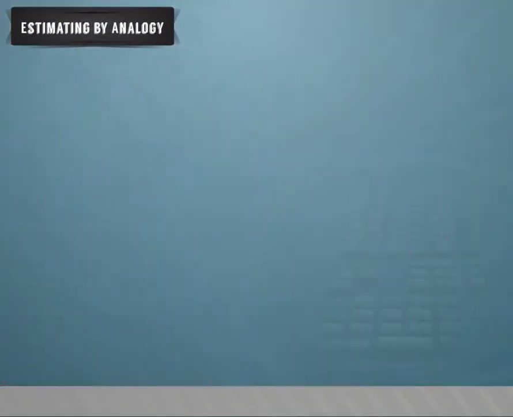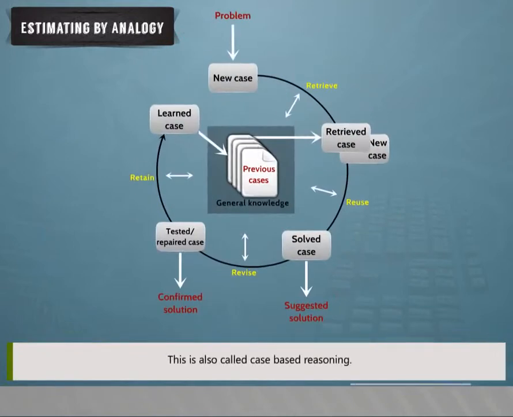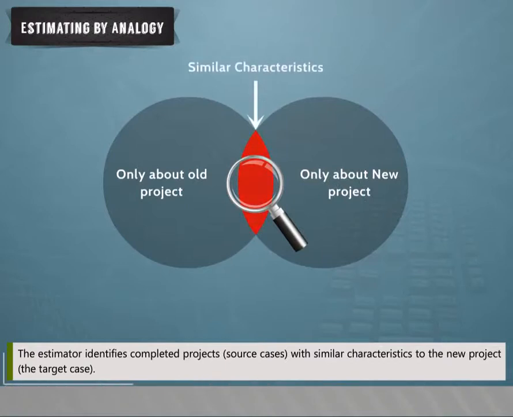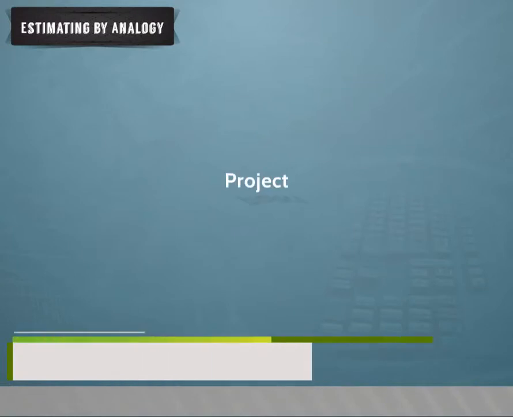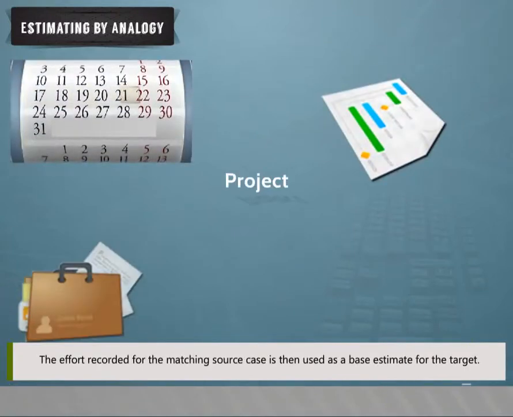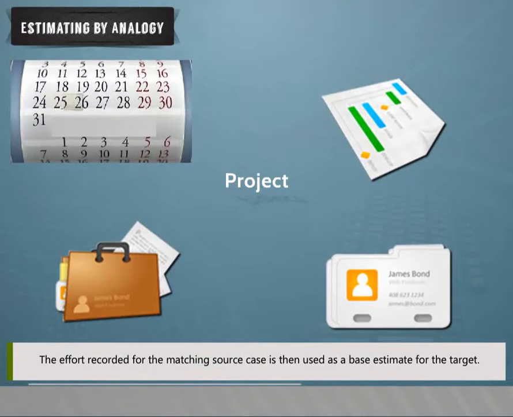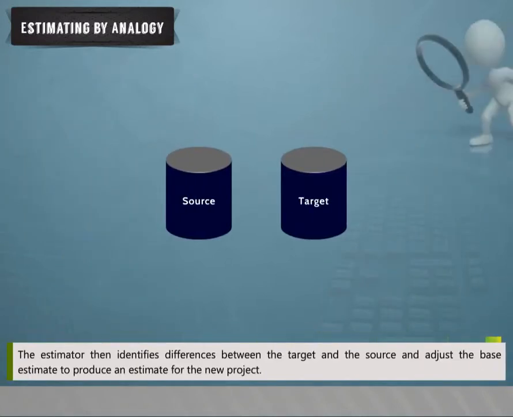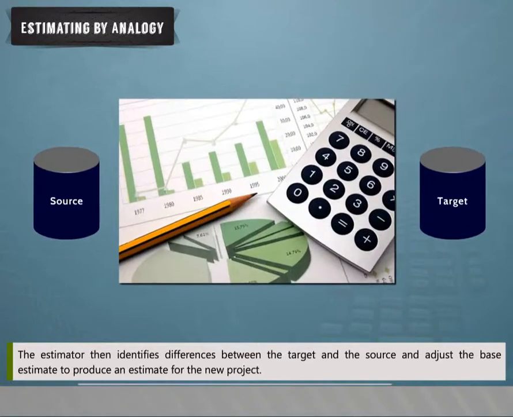Estimating by analogy. This is also called case-based reasoning. The estimator identifies completed projects, that is source cases, with similar characteristics to the new project, that is the target case. The effort recorded for the matching source case is then used as a base estimate for the target. The estimator then identifies differences between the target and the source and adjusts the base estimate to produce an estimate for the new project.